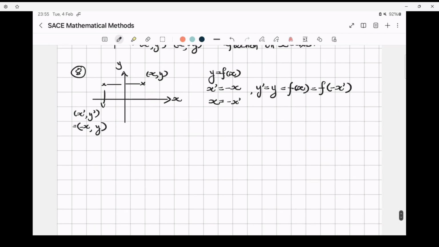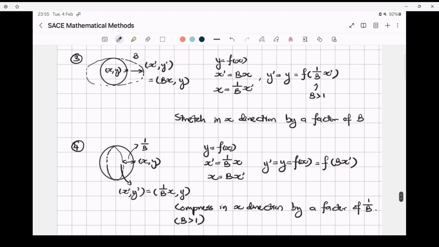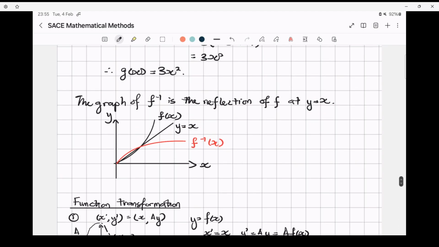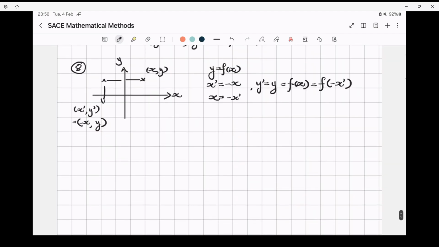So of course, we have the 9th transformation, which is the inverse function. Whenever you have a reflection on y equals x, that means you are finding the inverse function, basically.